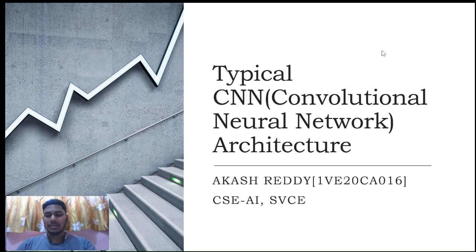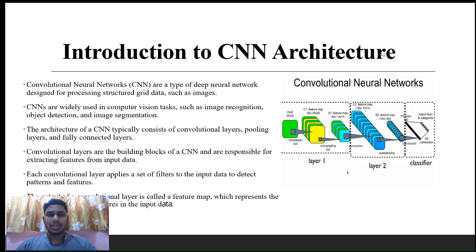So today's topic is CNN architecture. At first, let's go through the introduction of CNN. CNN is a type of deep learning neural network designed for processing structured grid data such as images. CNNs are widely used in computer vision tasks using the OpenCV module in Python, such as image recognition, object detection, and image segmentation.